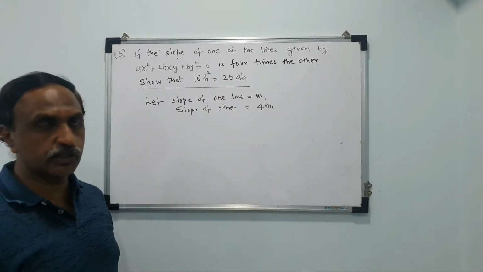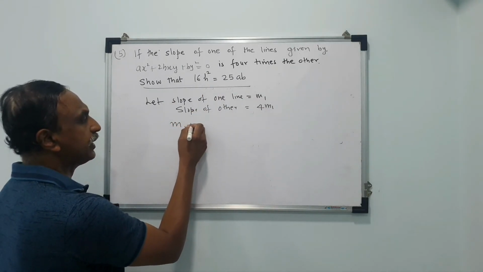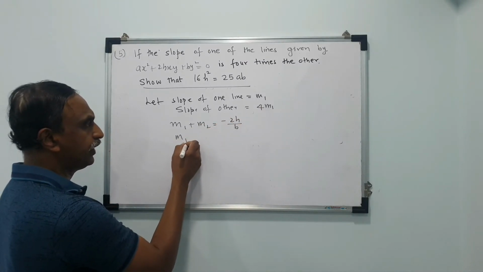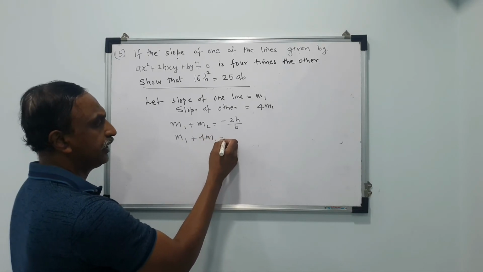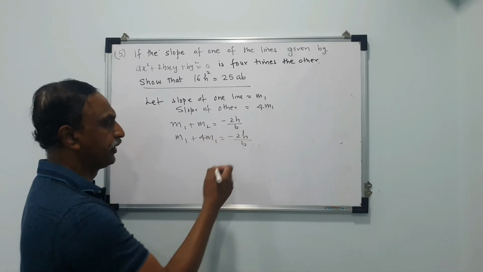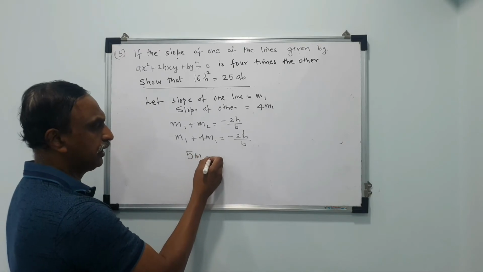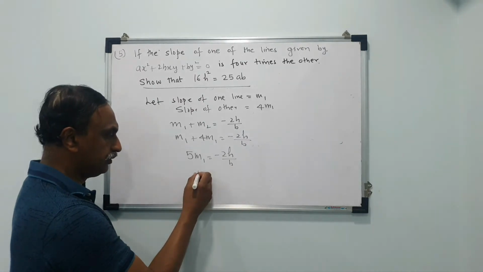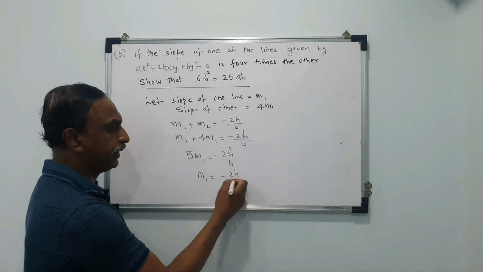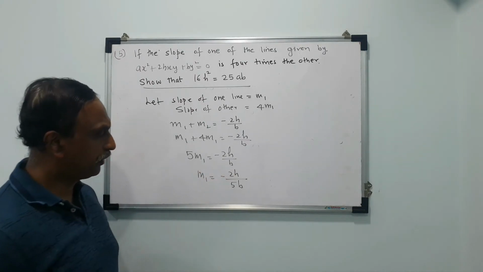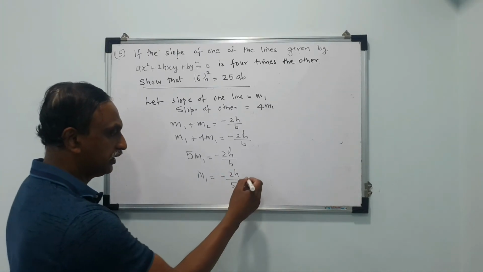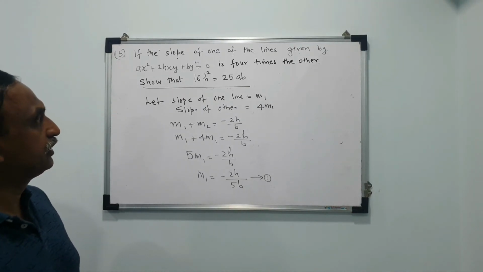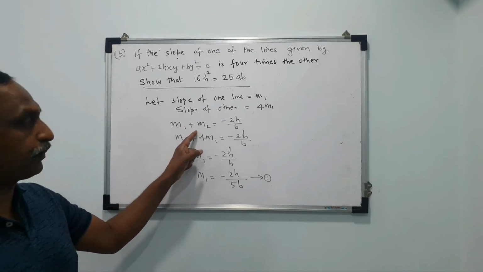Now we'll calculate the sum of the slope. So m1 plus m2 is minus 2h upon b. So I can say m1 plus 4m1 is minus 2h upon b. So 5m1 is minus 2h upon b. So m1 is equal to minus 2h upon b upon 5, that is minus 2h upon 5b. This is my first condition derived. Now we will use the second condition. We have used only one condition, m1 plus m2.